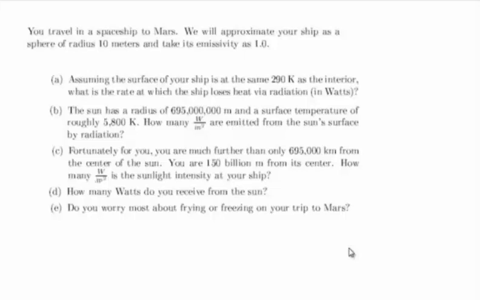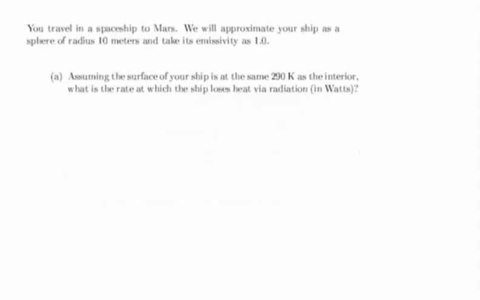You travel in a spaceship to Mars. We will approximate your ship as a sphere of radius 10 meters and take its emissivity as 1.0. Part A. Assuming the surface of your ship is at the same 290 degrees Kelvin as the interior, what is the rate at which the ship loses heat via radiation in watts?